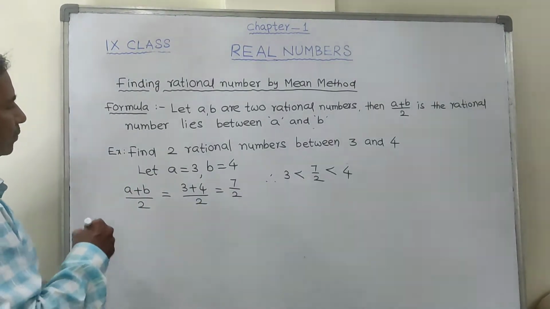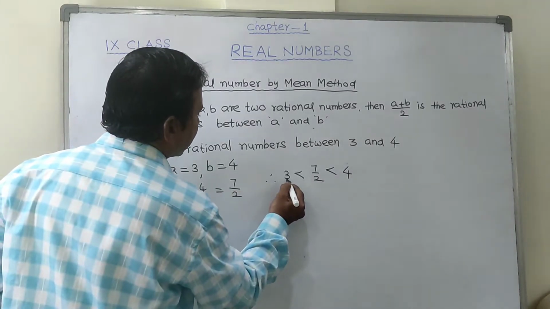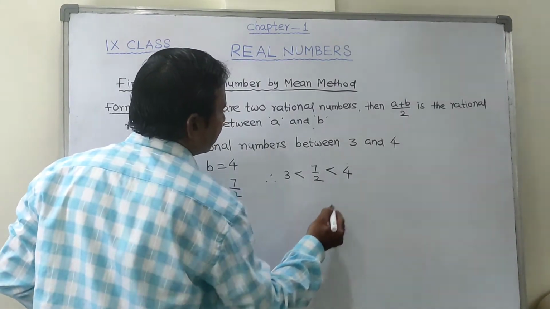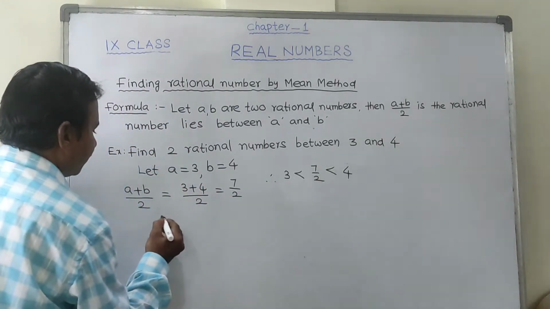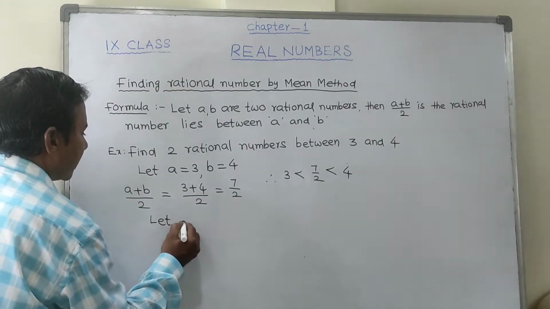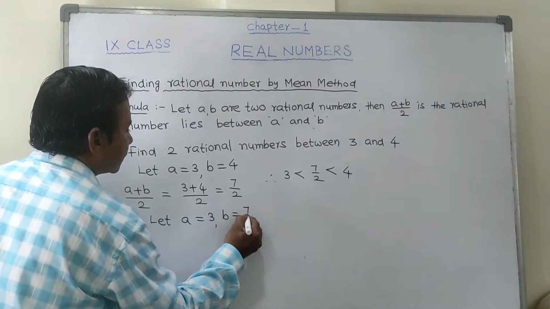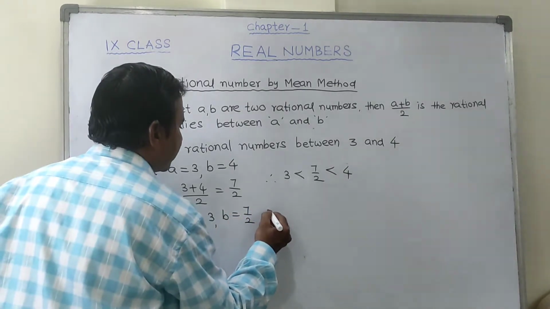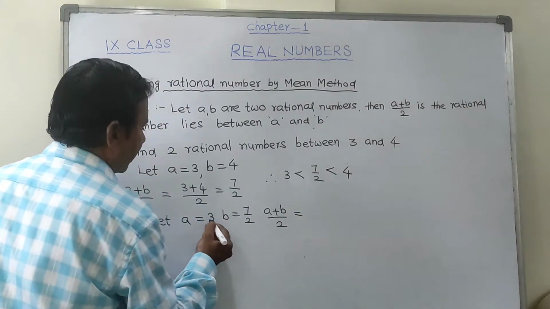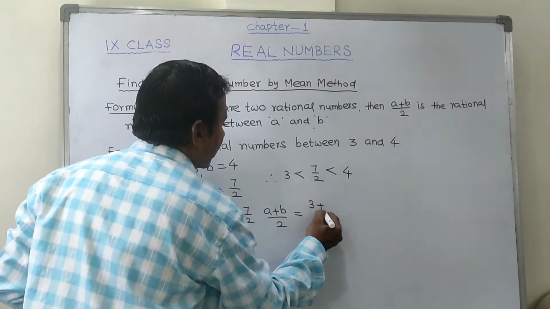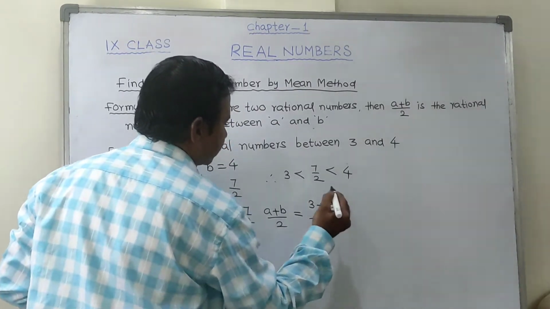So to find one more rational number, because here it is asking for 2, we have to take either these two or these two as a and b. I am taking these two. So what we write: let a equals 3 and b equals 7 by 2. Substitute in the formula (a plus b) by 2. a means 3, b means 7 by 2, all by 2.